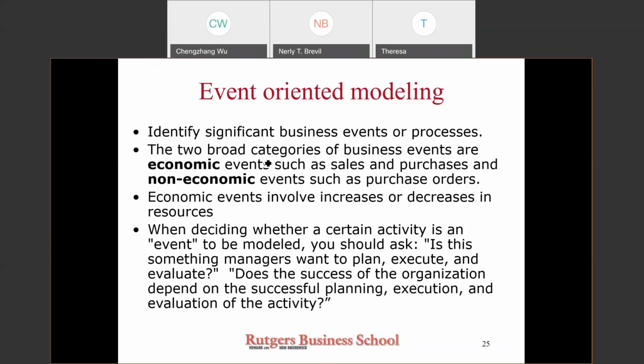Economic events involve an increase or decrease in resources, such as inventory or cash. The REA framework deals specifically with economic events that directly decrease or increase resources, and it is well suited for modeling the business phenomena.